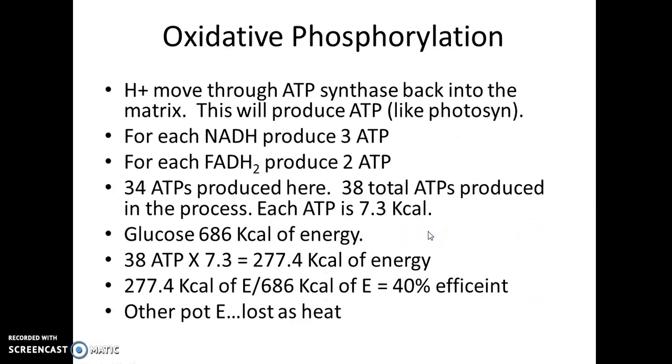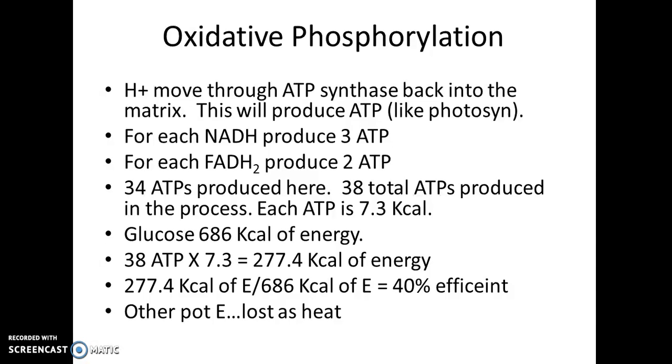Good. So oxidative phosphorylation is the very last step of the aerobic respiration process, or Ox Phos to you and me. Hydrogen ions move through ATP synthase back into the matrix, which will produce ATP, because as the hydrogen ions move through ATP synthase, it turns in a clockwise fashion, which forces the phosphate onto the ADP to form ATP. So for each NADH, you produce 3 ATP molecules. For each FADH2, you produce 2 ATP molecules. It's one of those things you have to accept. I don't know how they figured it out, but they did.